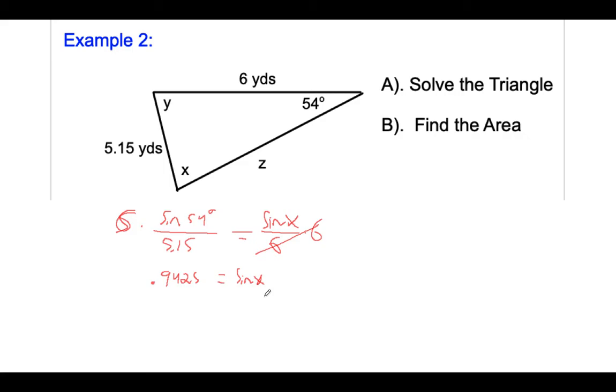Okay. Now, how do we solve for x? We've got to undo it. We've got to get rid of it. So what we're going to do is we can actually take the inverse. The inverse of sine will cancel out the sine and solve for x. So to get rid of this, we're going to take the sine inverse of sine of x.